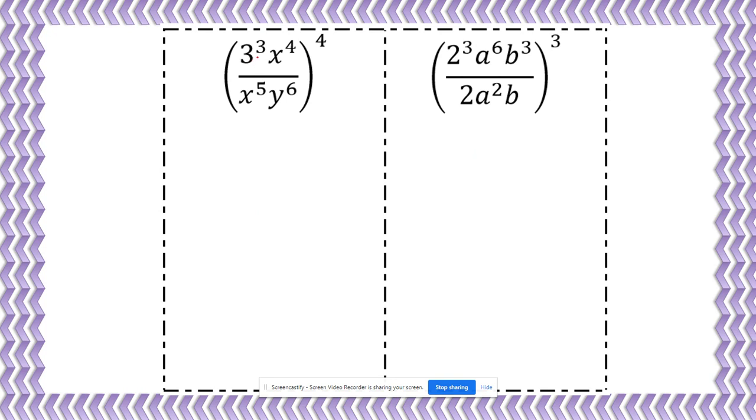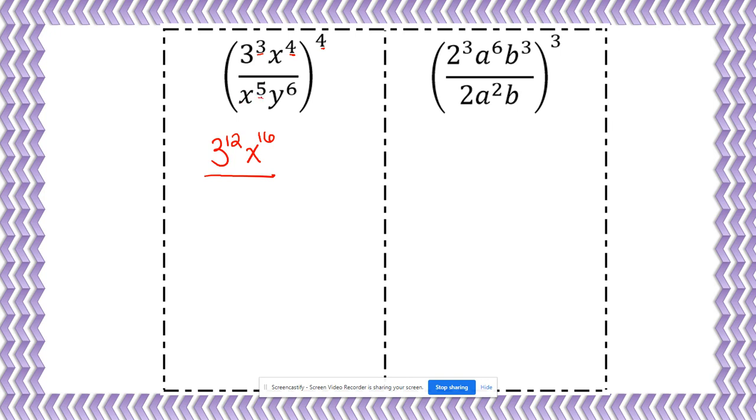All right, for this one, I have 3 to the 3rd, x to the 4th, over x to the 5th, y to the 6th, and the whole thing is being raised to the 4th. So I can start this by taking all of my exponents and raising to the 4th power by multiplying. So this would be 3 times 4, which is 12. So I keep the base of 3, and now I have an exponent of 12. This one would be 4 times 4, so I would keep the base of x, and now I have an exponent of 16. Then that's over.